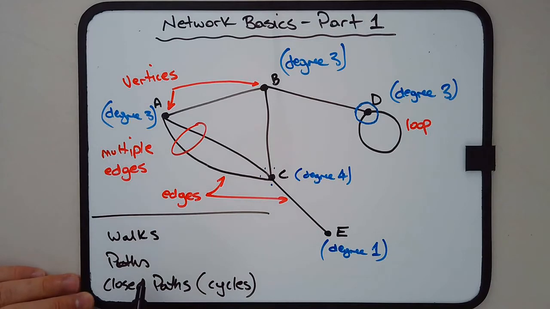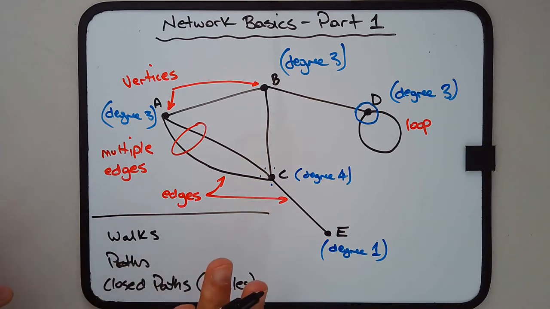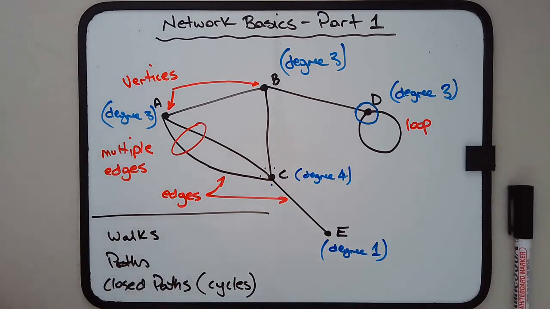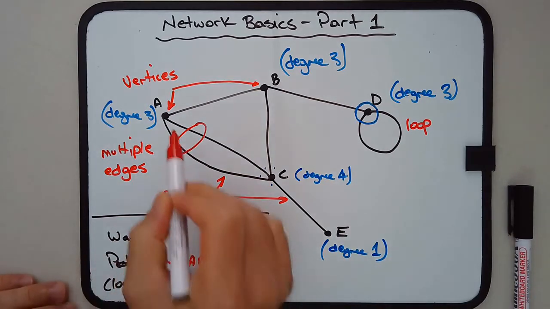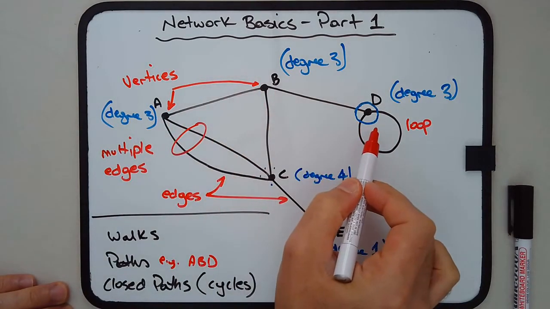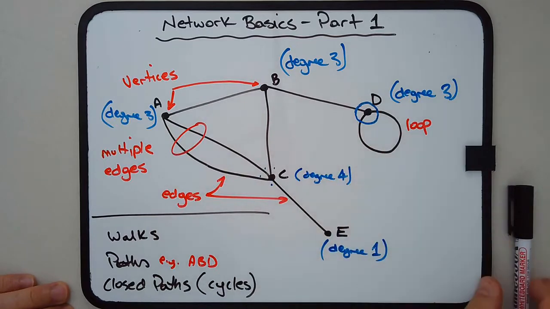A path, however, does impose a limitation. So a path is any walk that has no edges repeated and no vertices repeated, in fact. By not repeating the vertices, you're not repeating the edges anyway. So an example of a path would be A, B, D. I might just put the examples here. A, B, D: no vertices are repeated, and obviously no edges are repeated either.